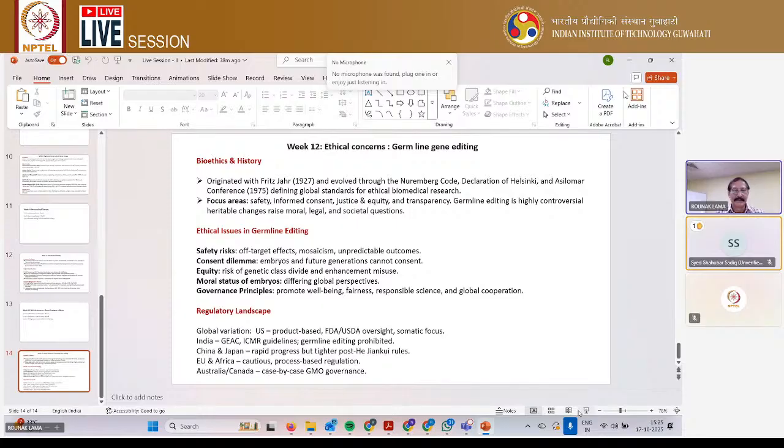Then there is a dilemma regarding consent. The embryos and future generations cannot consent because, in certain nations, testing on embryos up to a few days or a particular week is allowed, but we cannot take consent from embryos. But in this case, there are certain waivers, like the embryos are not considered to be legal entities.